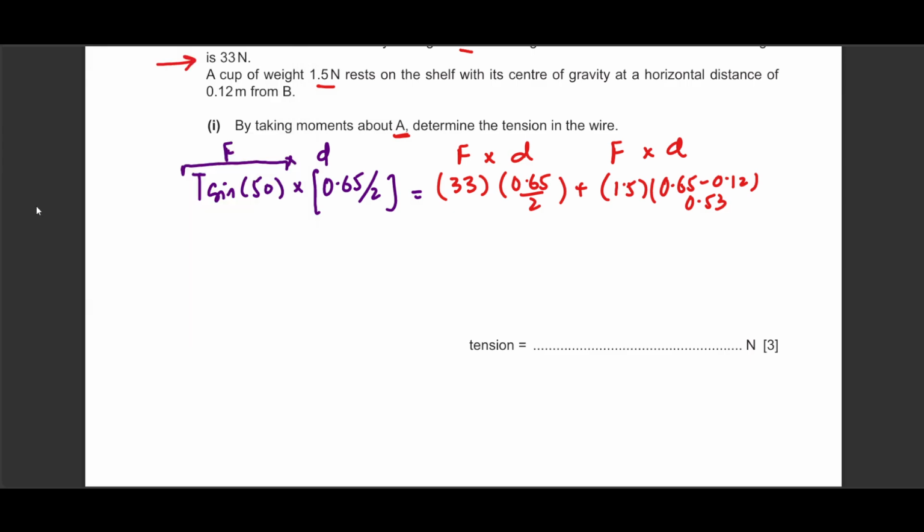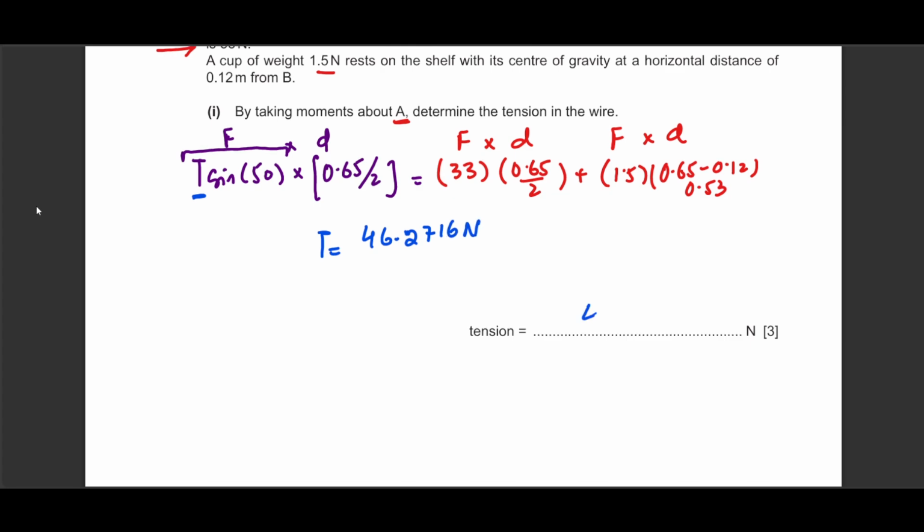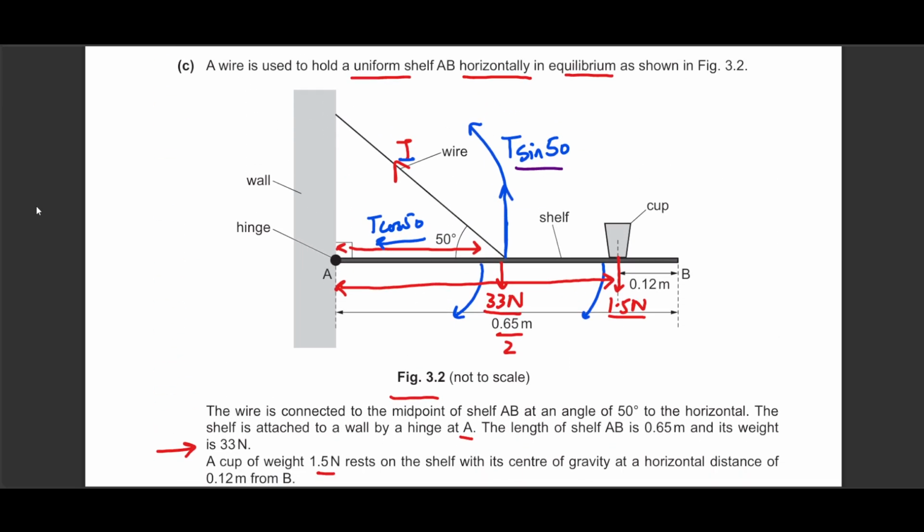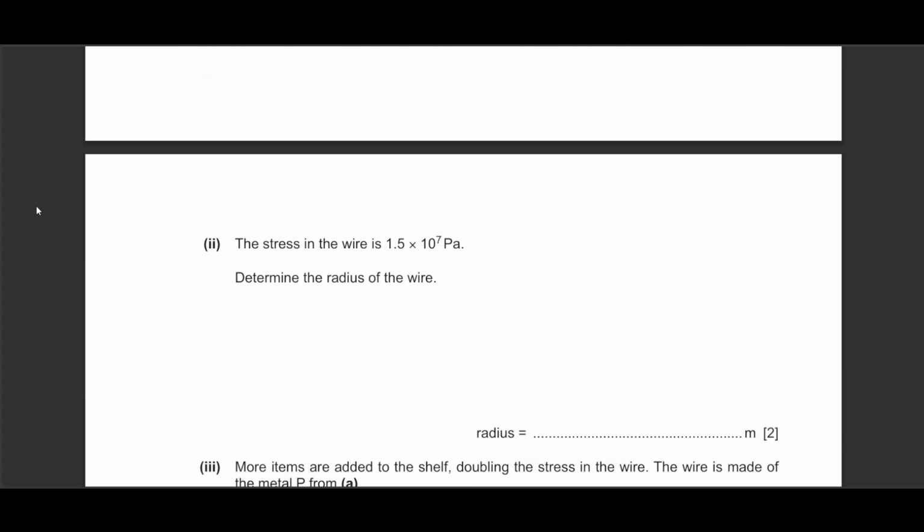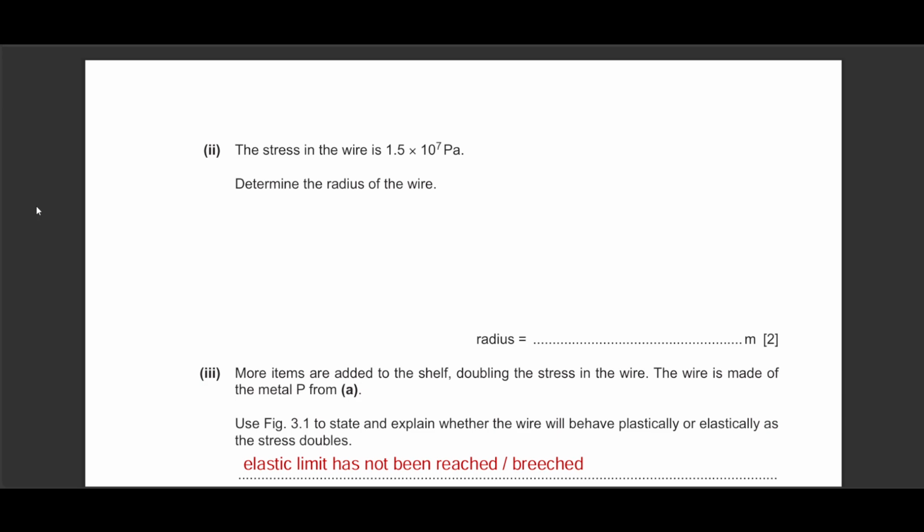So when you calculate all of this properly, the value of T is going to come out as 46.2716 newtons. Again, I take full values, that's why. So this is going to be 46 newtons. So the tension in this rope is actually 46 newtons, irrespective of the components. The stress in the wire is this much.